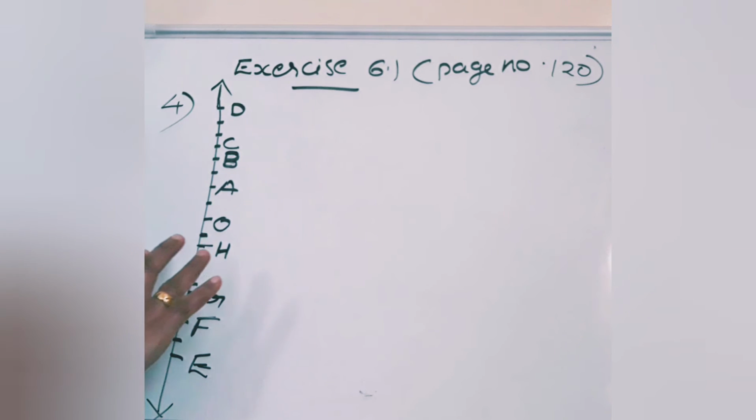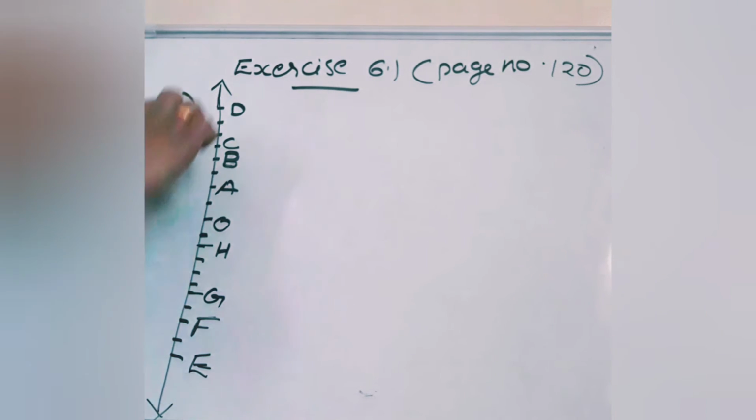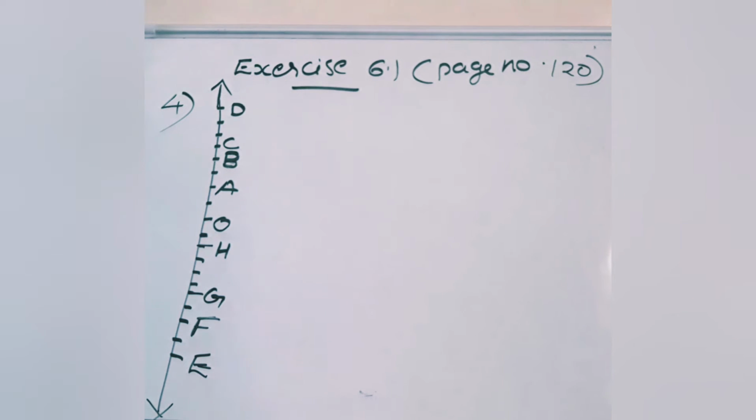If this part is plus, this part will be minus. This is 0, right? Plus 8, minus. So plus here, minus here. Then point D is positive 8. Then which point is negative 8? We will see which point is negative 8.